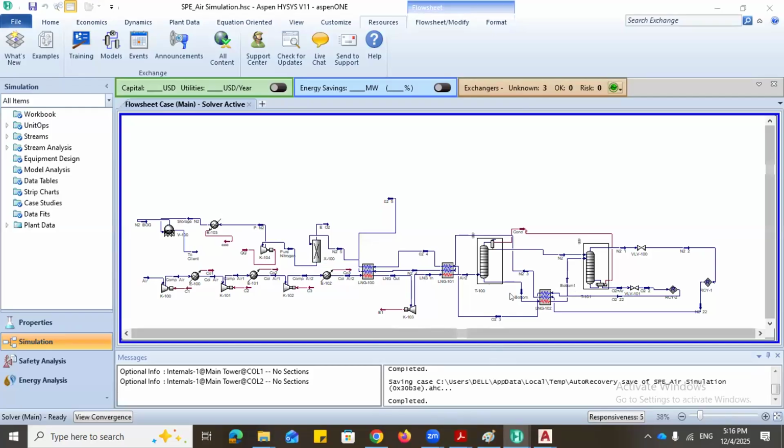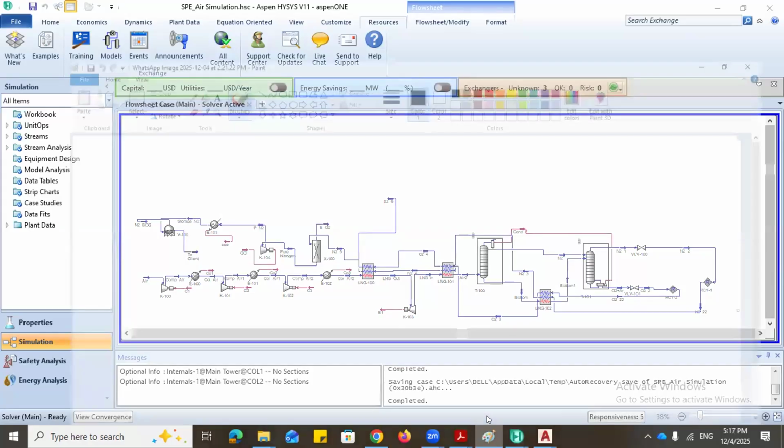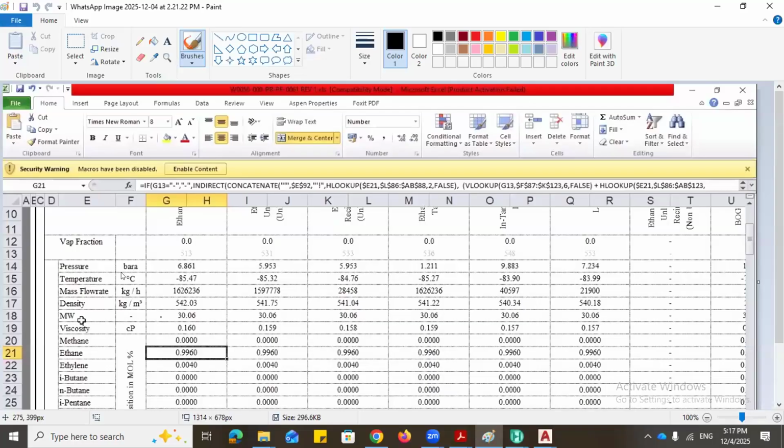We want to generate what we call heat and material balance. We call it HMB, right? Now, let me show you an example of what we call heat and material balance. Most of you may have seen it, right? So look at this.